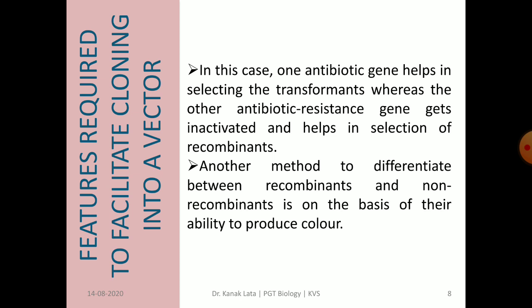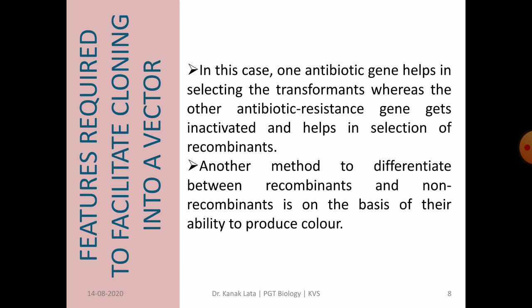Thus, here one antibiotic resistant gene helps in selecting the transformants, whereas the other antibiotic resistant gene gets inactivated due to the linking of alien DNA. So they help in selection of recombinants. But this process of selection of recombinants from non-recombinants is a very cumbersome, difficult process, because it requires simultaneous plating on two plates having two different antibiotics, that is ampicillin and tetracycline.